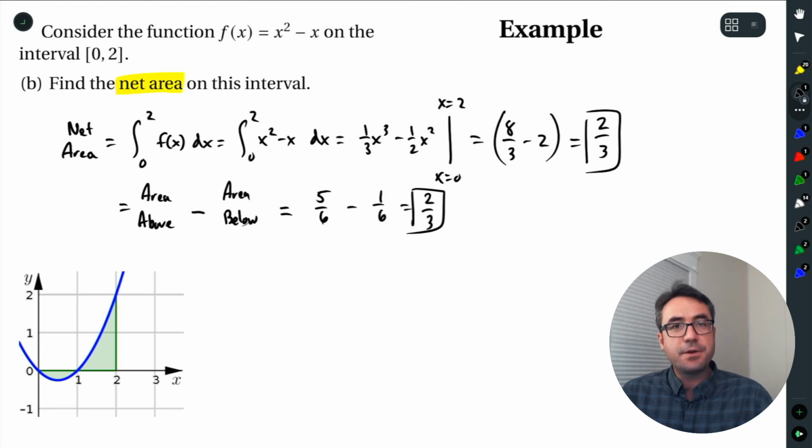And so there's a fundamental difference here between the net area and the total area. The net area is calculating the difference between the area above the x-axis and the area below. So it's giving you a measurement of where more of the region sits. If your net area is positive, then more of your region is above the x-axis. If the net area is negative, then more of your region sits below. And if your net area is 0, then the two regions balance each other out.